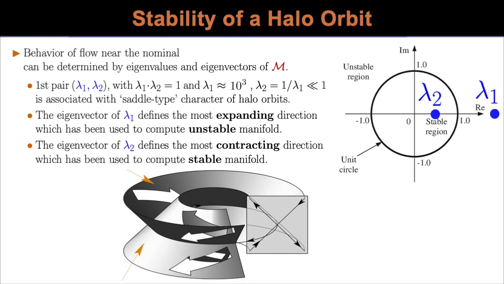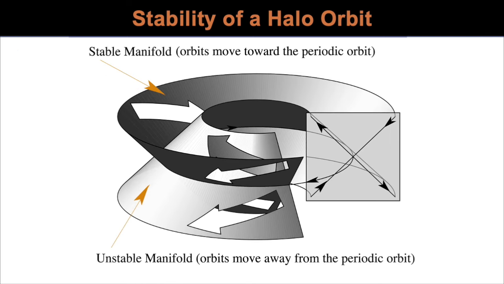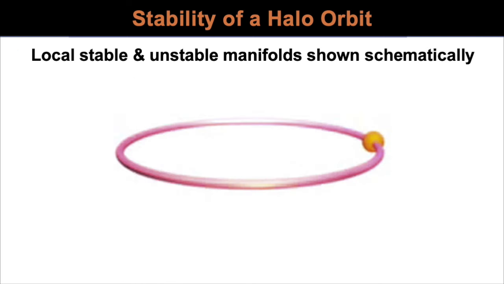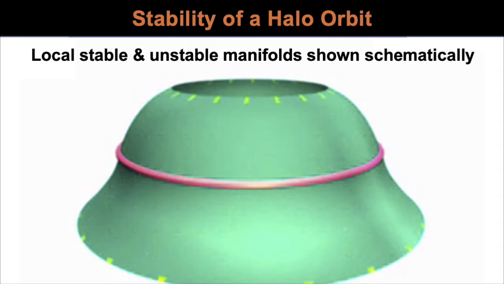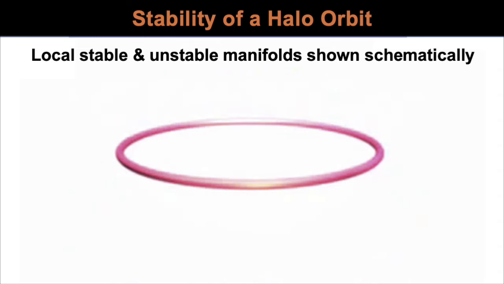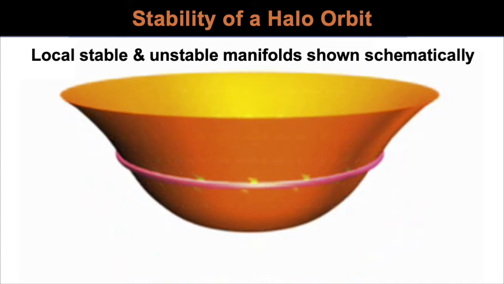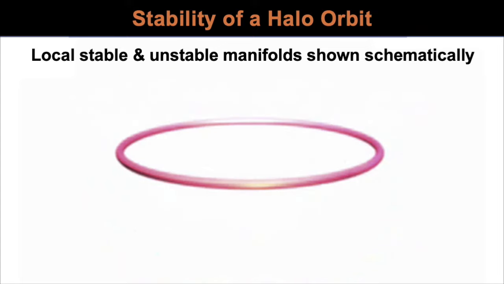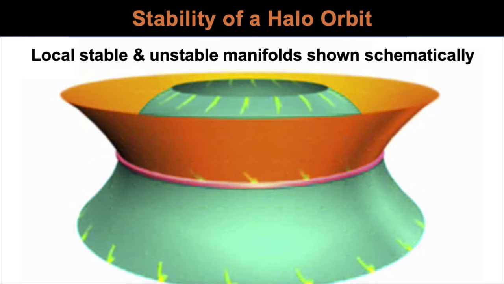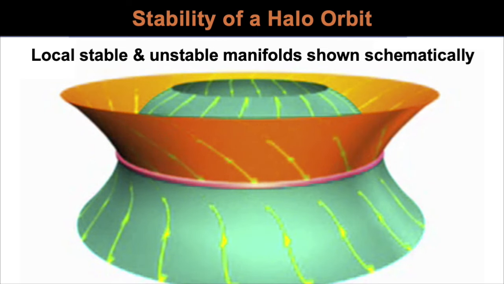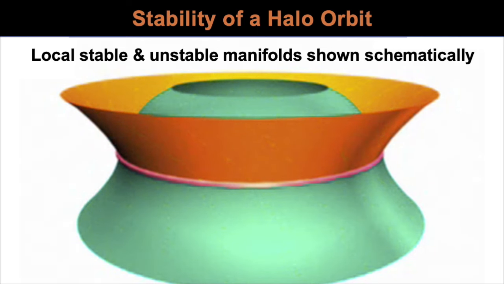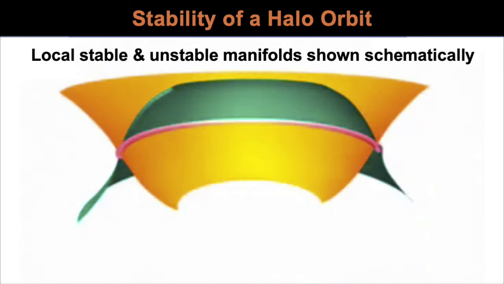This is showing those corresponding eigenvectors of things winding onto or off of a periodic orbit. I think I'll show a better version of this. Yeah, it's good to just show the video. So this is a periodic orbit, and just think of this abstractly in phase space. This green surface is the stable manifold of things winding onto it. This orange surface is the unstable one, winding off. The other one's winding on. Together, this gives the saddle-like dynamics near a halo orbit.